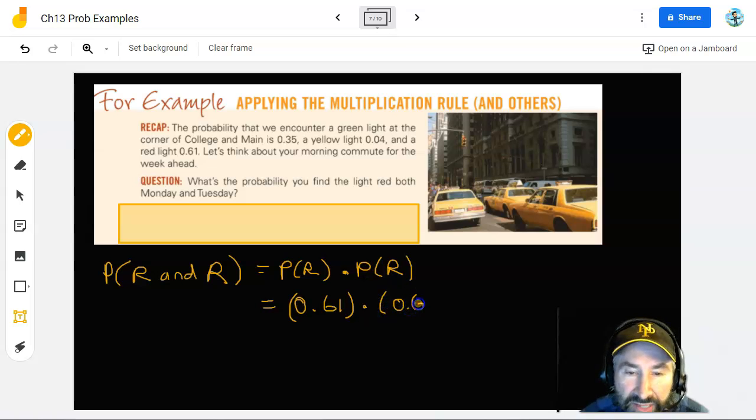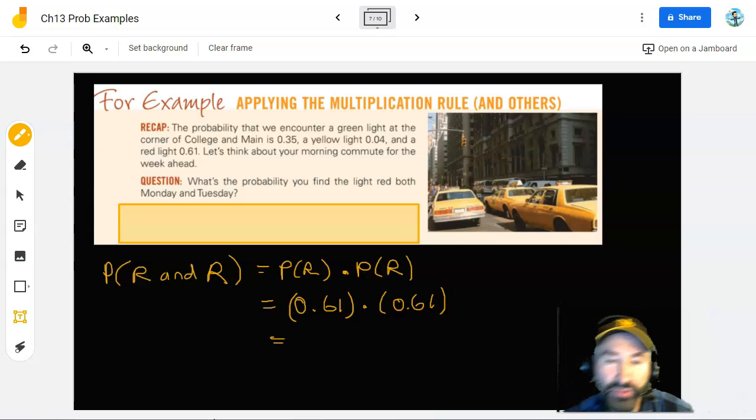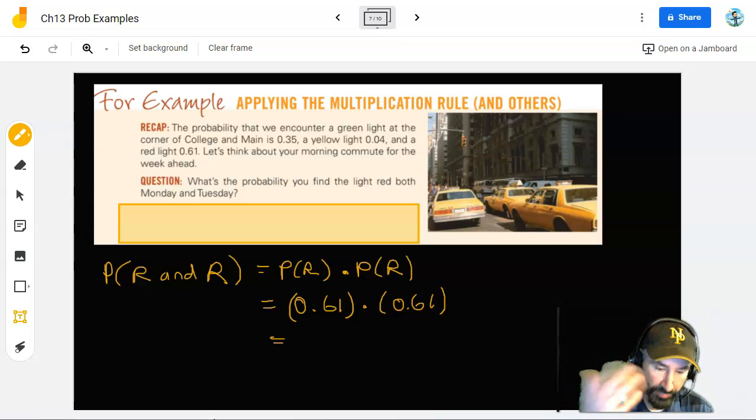Now, there's something that I want to point out that's kind of interesting about the result we get. Whenever you want to find the probability of two things happening, it's always going to be less than the probability of one of those things happening. It's always going to be less because it's just less likely that both things would happen. That's not necessarily true if the events are dependent on one another, but when they're independent of one another, you're going to decrease the likelihood if both happen.